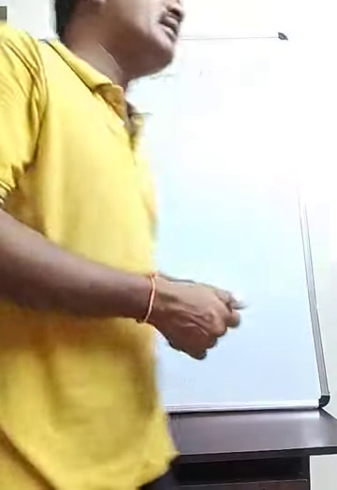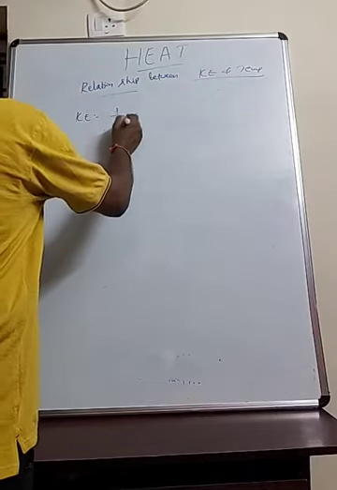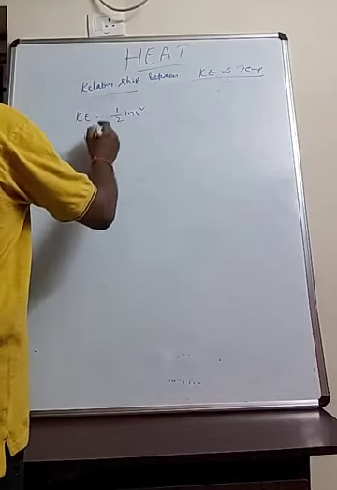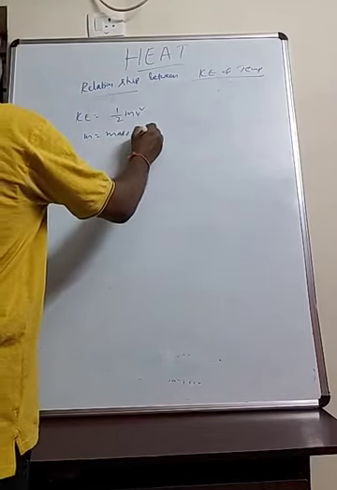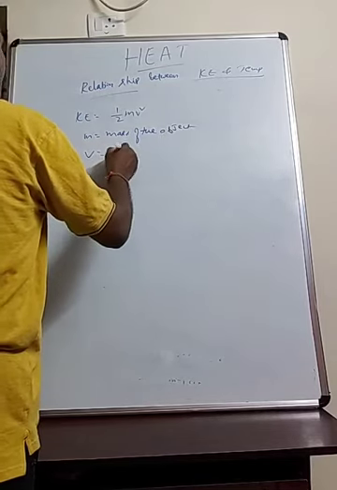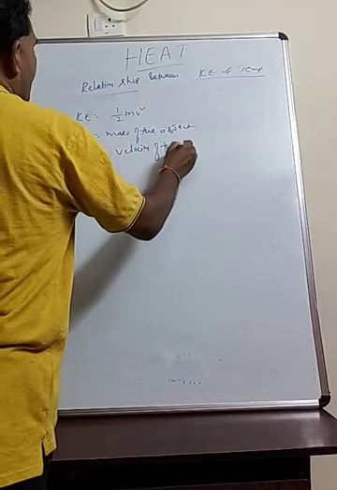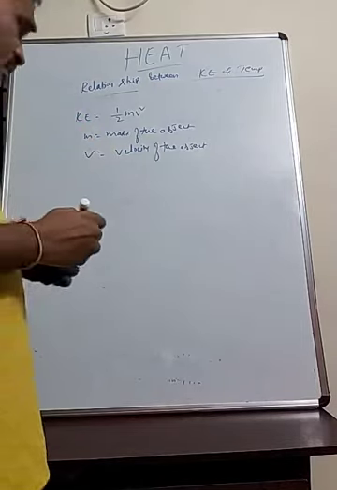So what is the formula for kinetic energy? Kinetic energy K is equal to half mv square, where K is kinetic energy, m is the mass of the object, v is the velocity of the object. K is equal to half mv square.